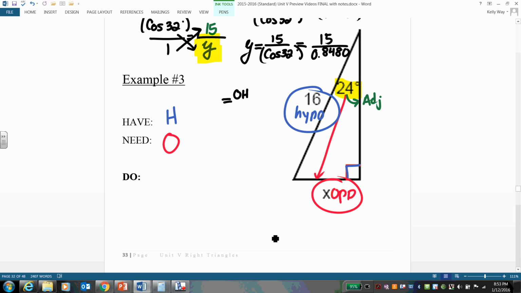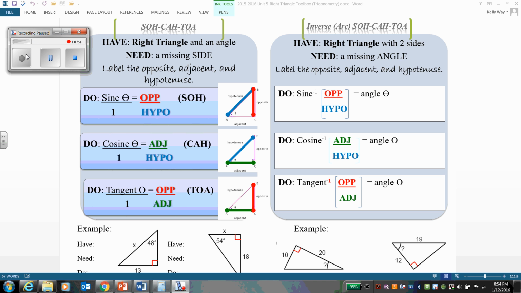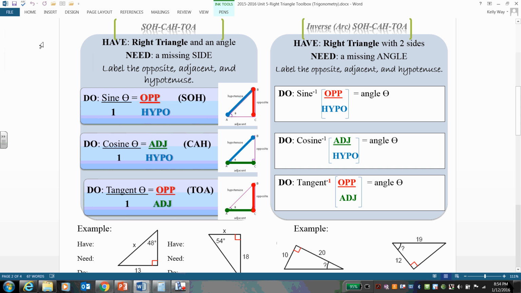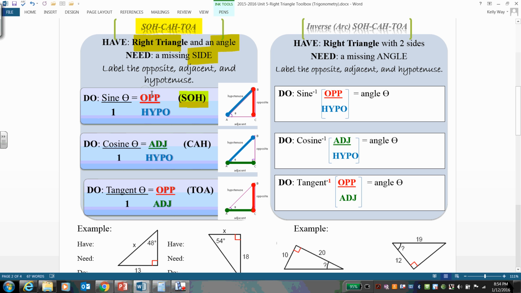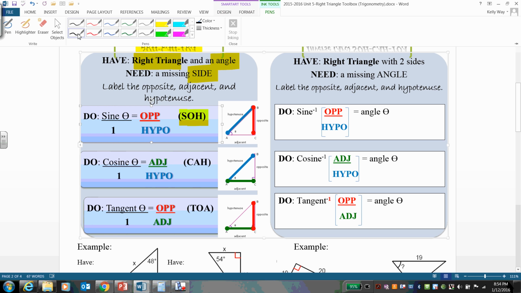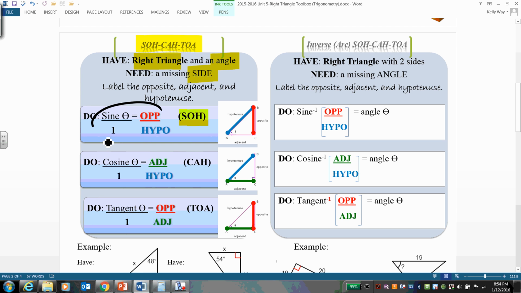You take a look at your right triangle toolbox. And that toolbox is right here. This is in your reference booklet, right here under the SOH CAH TOA side. We have a right triangle and an angle. On one side, we have an OH symbol, and OH goes with sine. So I take exactly this ratio, and we're going to write that down.